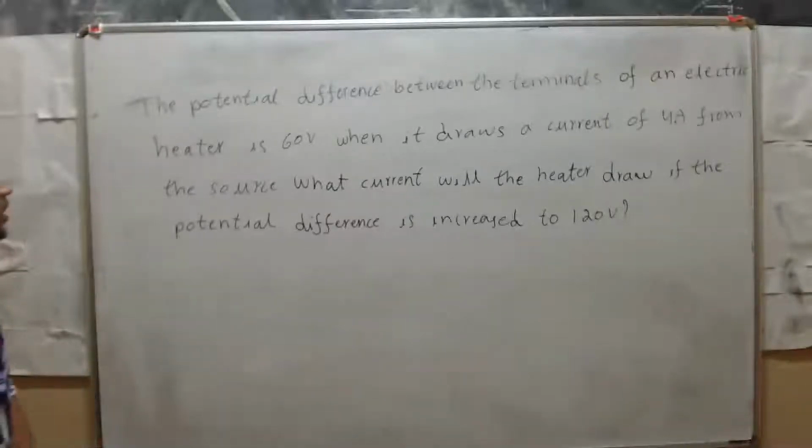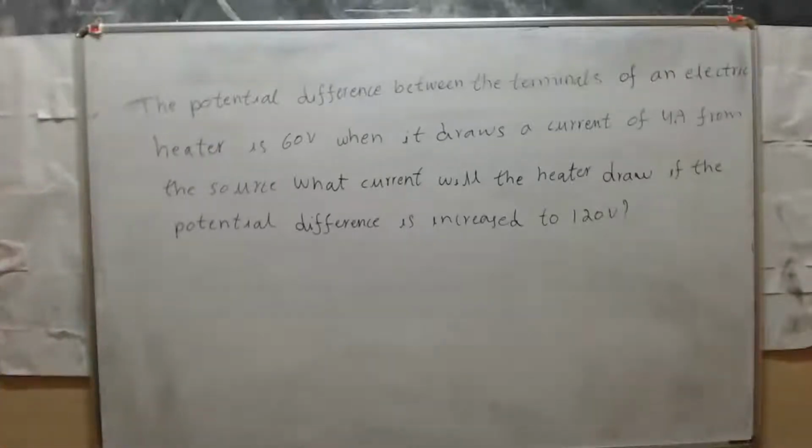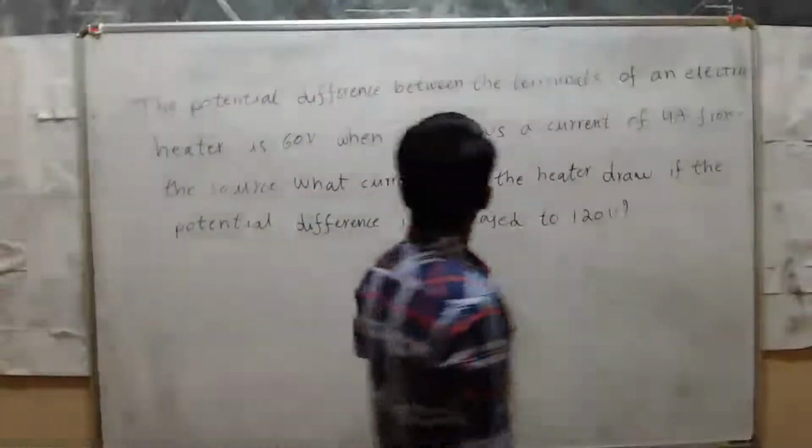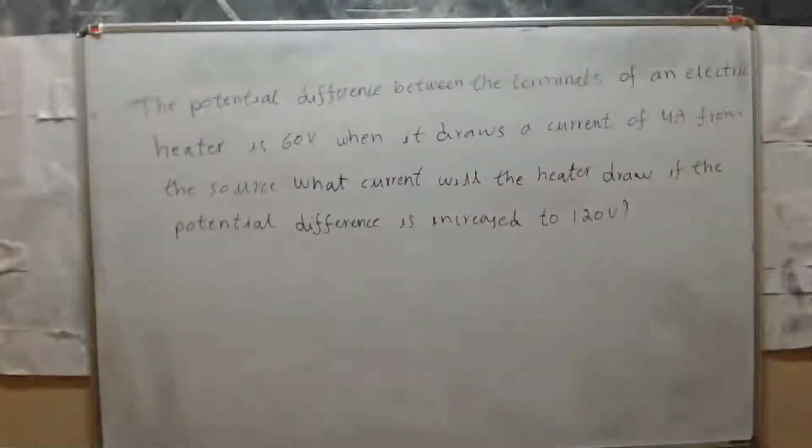Quick. Here, the potential difference between the terminals of an electric heater is 60 volt when it draws a current of 4 ampere from the source. What current will the heater draw if the potential difference is increased to 120 volt? Okay. So earlier it is 60. So in the second case, it is 120. Yes, find the answer for this question.